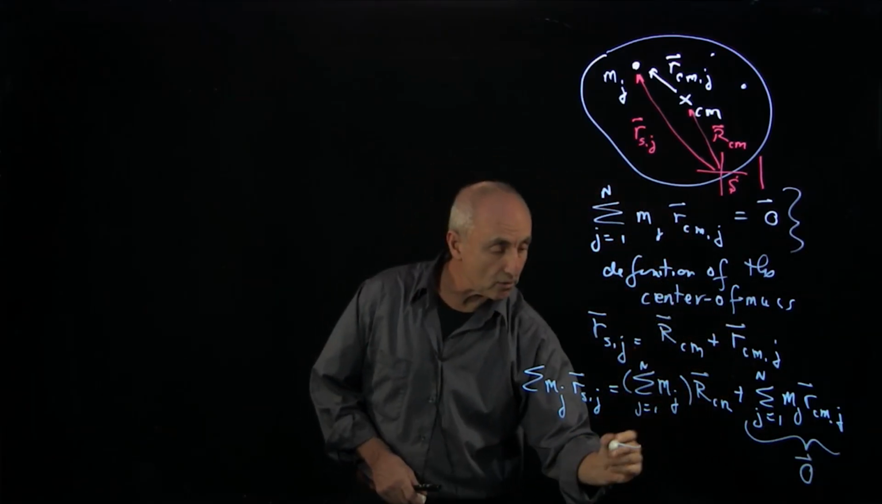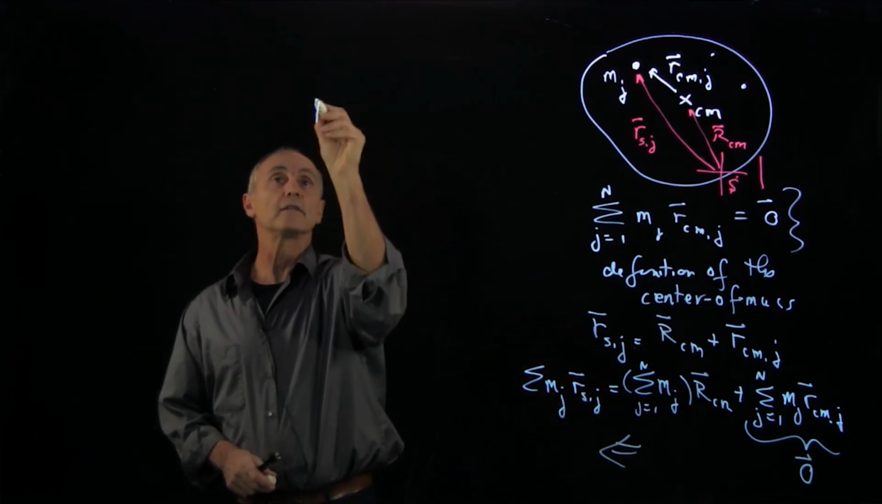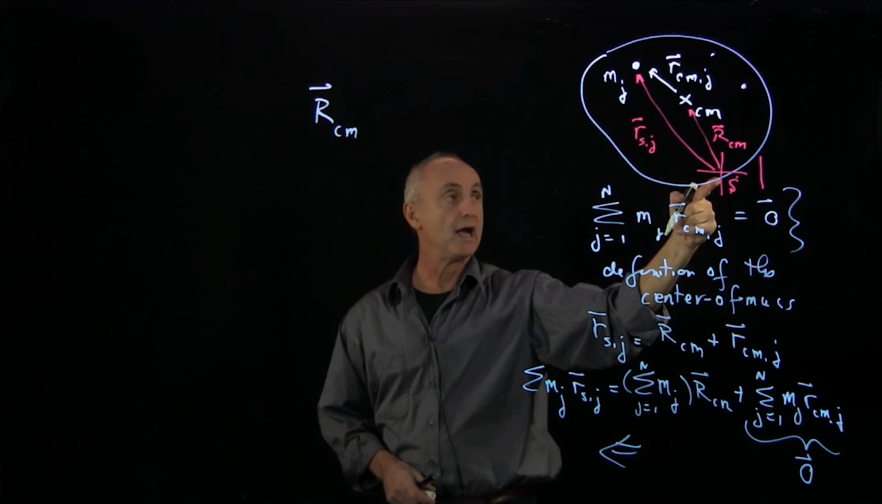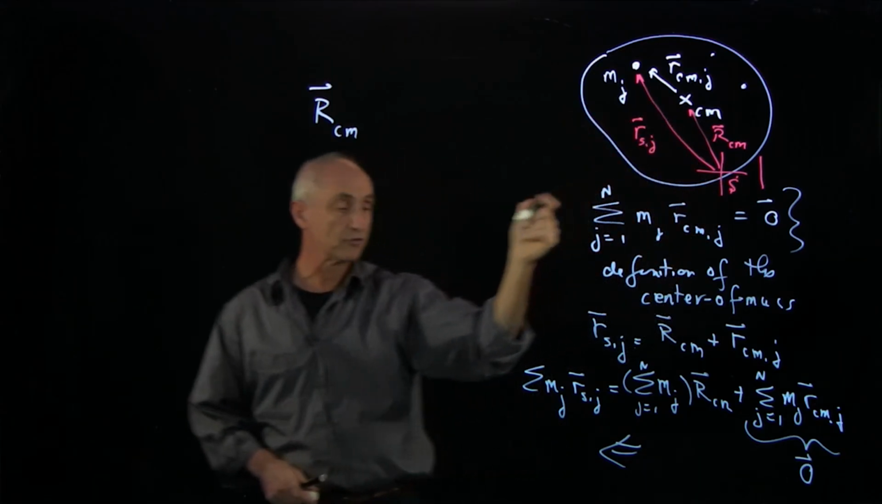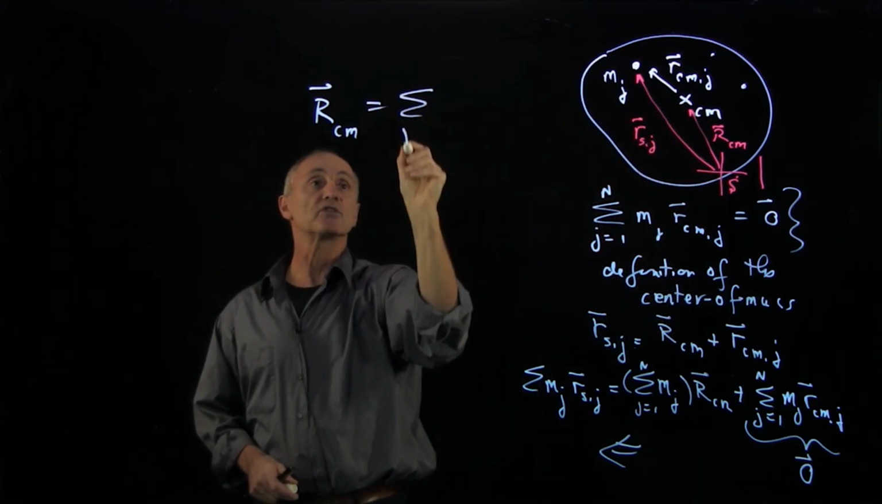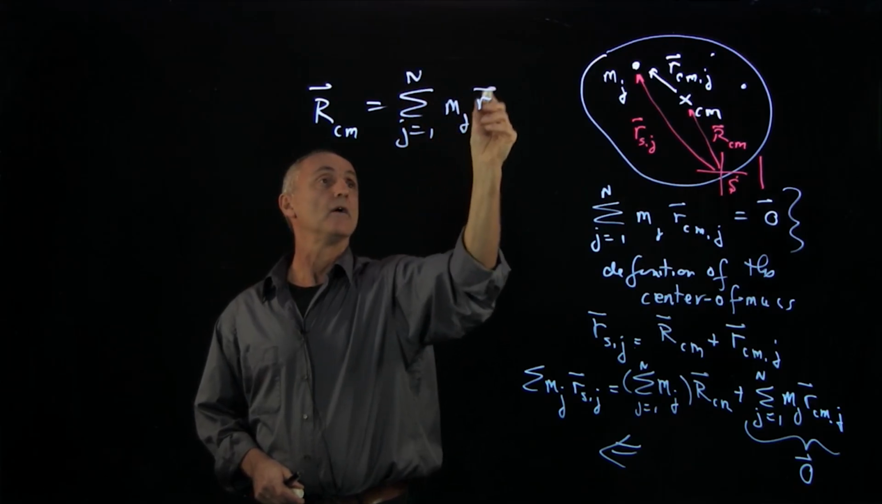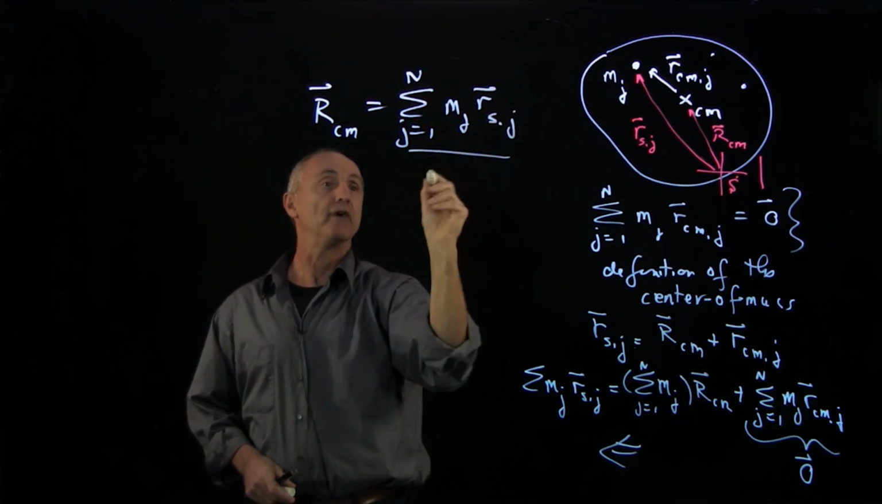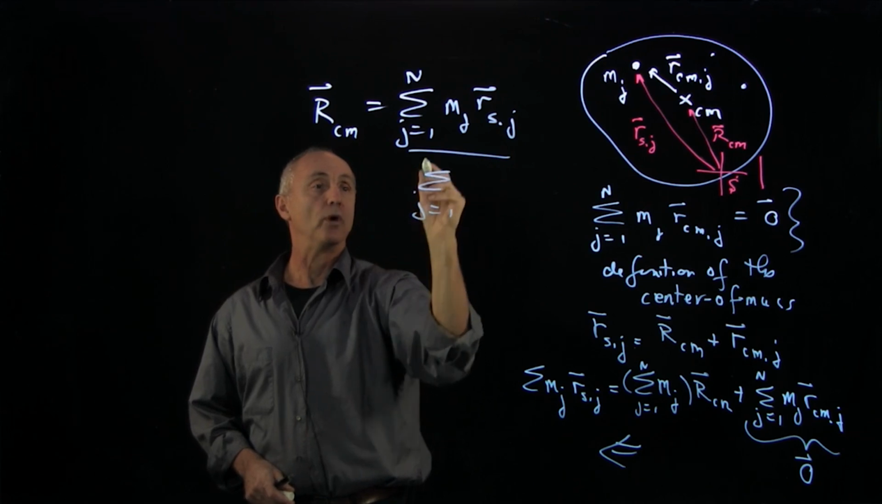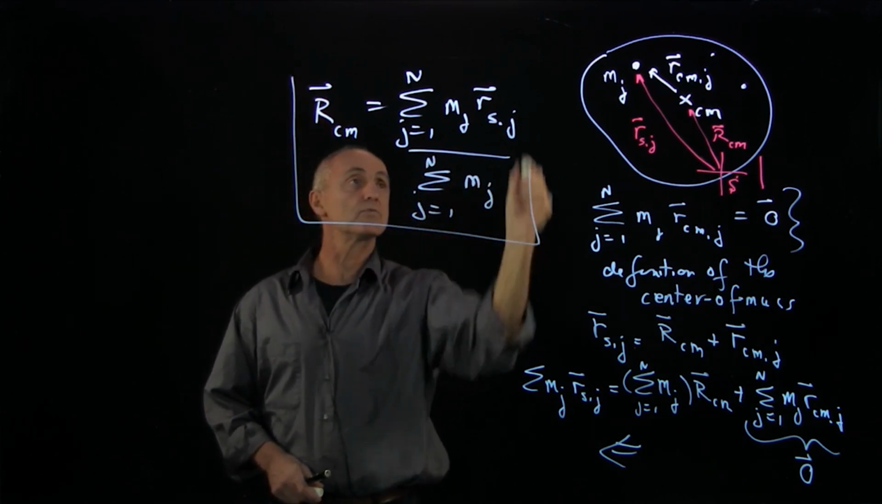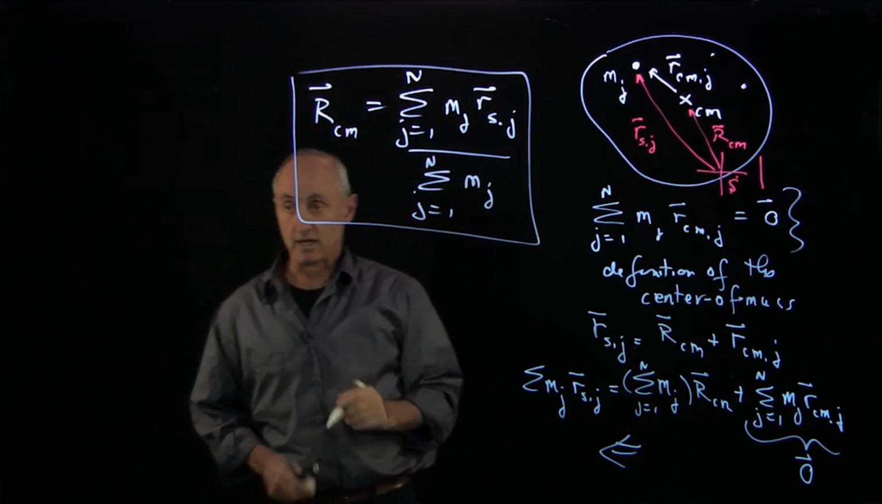Now recall, this is precisely how we define the center of mass point, that this is 0. And so we can now conclude that the center of mass, so you pick an arbitrary point, and if you want to find that vector to the center of mass, what you do is you make the sum from j goes from 1 to n of mj rsj, and you divide that by the sum from j goes from 1 to n of mj. And this is what we call the center of mass.